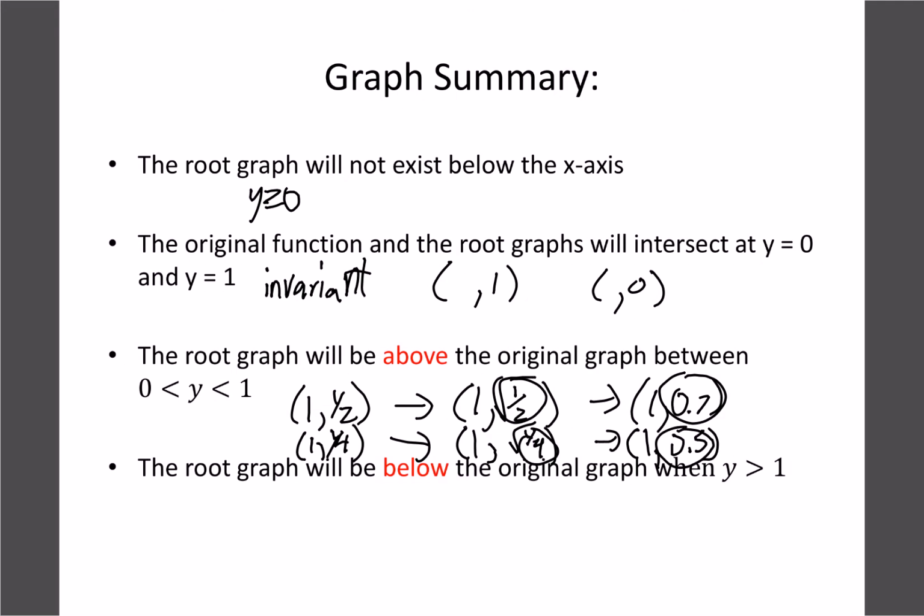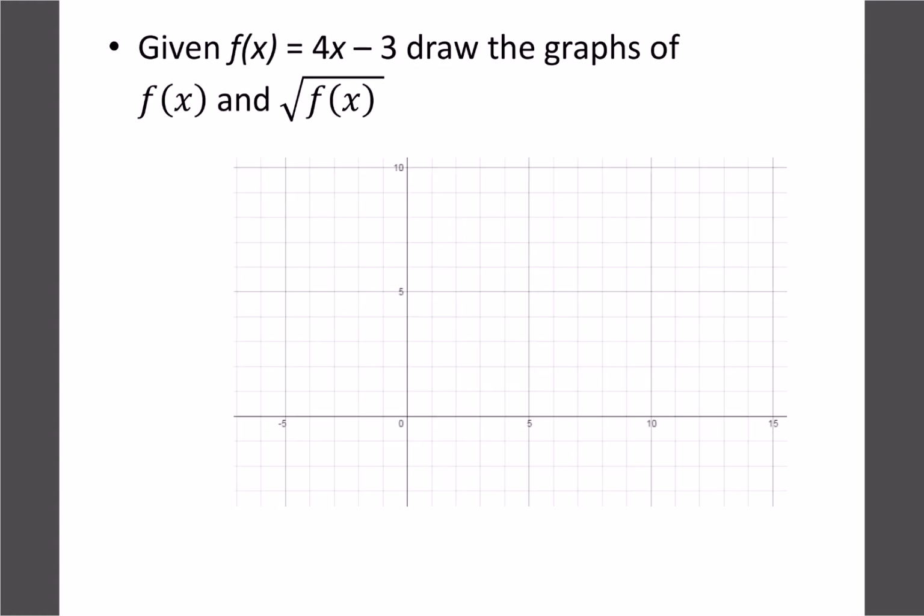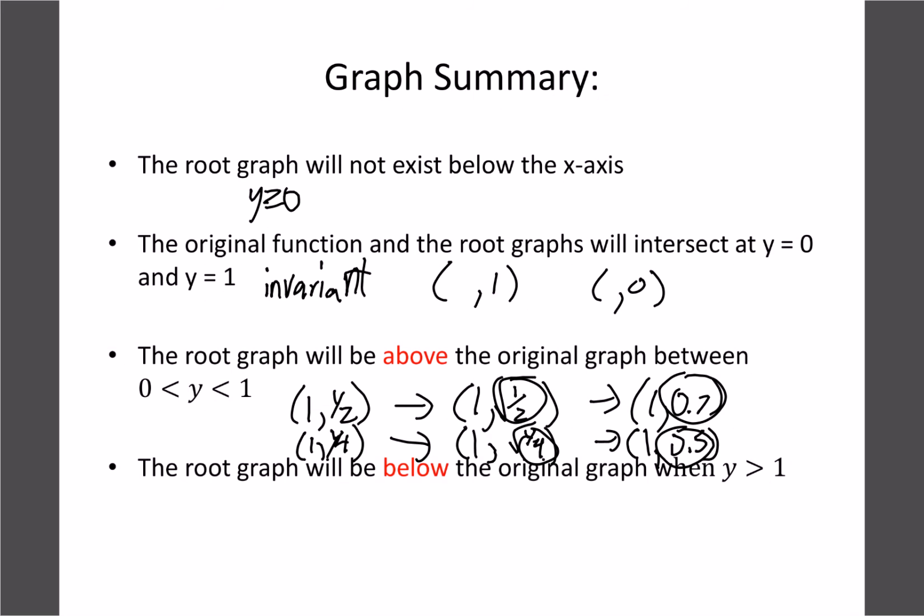So if we go back to our title page, we can actually see that's the case. You can see this little section of the blue curve is actually taller than the original, only between 0 and 1. And then any value bigger than 1, it's always going to be smaller. So if you had a coordinate like 2, 5, the square root of 5 is 2 point something, so it's always going to be less than 5. 2, 9, we get 2, 3. So it's always going to be less.